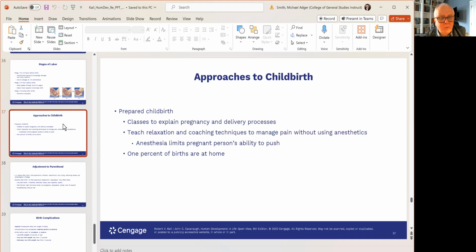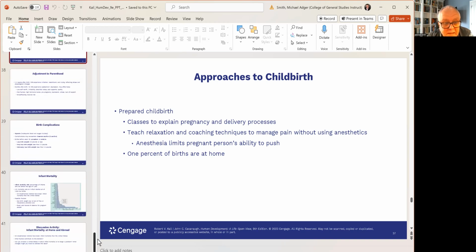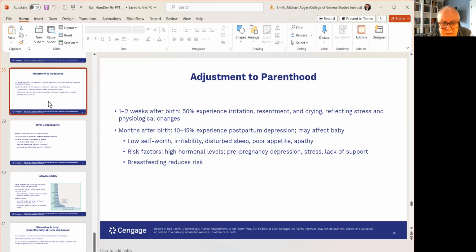Okay, so then we get to childbirth. Preparation's important. Going to classes and learning relaxation and coaching techniques helps. 1% of births are at home still, which is quite interesting. But that's probably worldwide, that's probably much higher than that. So how do you get used to parenthood? Those of you that have been through that, you realize that there's a big deal. It takes some time, right?